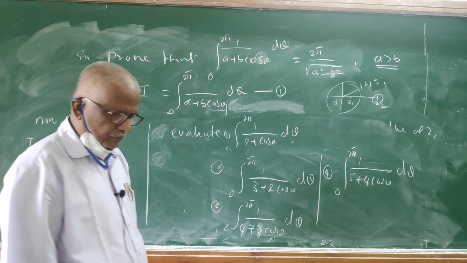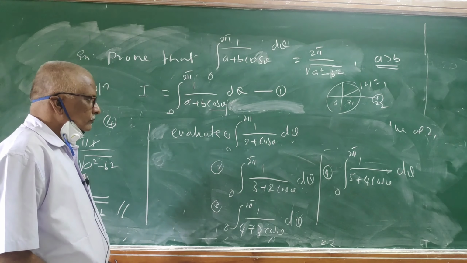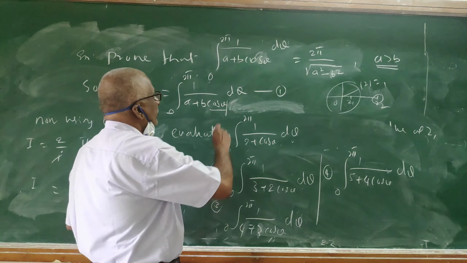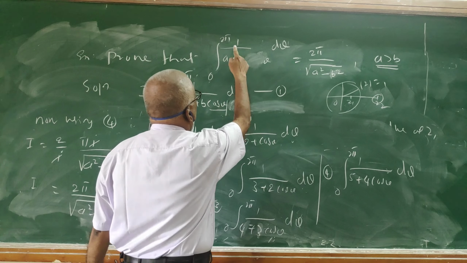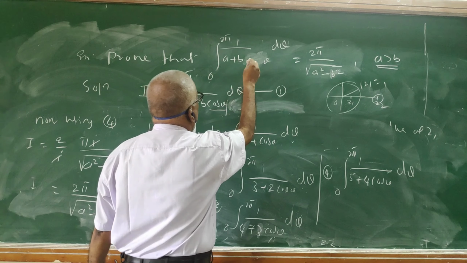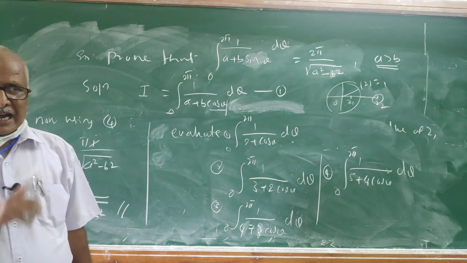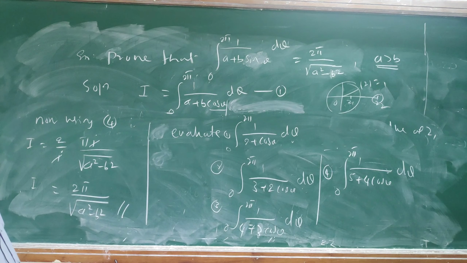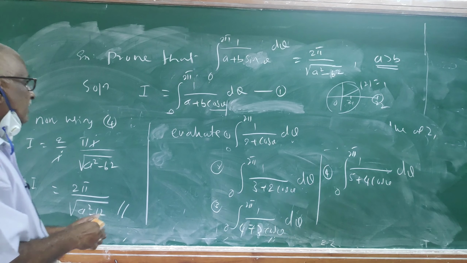Second thing, we may have another standard form here. Prove that the integral from 0 to 2 pi of 1 by a plus b sin theta d theta is equal to 2 pi by square root of a square minus b square. The answer remains the same again, where a is greater than b. Then how to proceed?